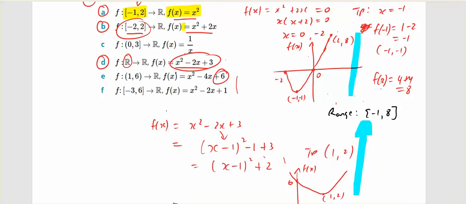For part C, just briefly, that's just a 1 on x graph. You're not wanting the full 1 on x graph, you're wanting it from 0 to 3. I'll do this very quickly. We know we've got an asymptote at x equals 0. We know we want the positive side, but we want it from 0 to 3.